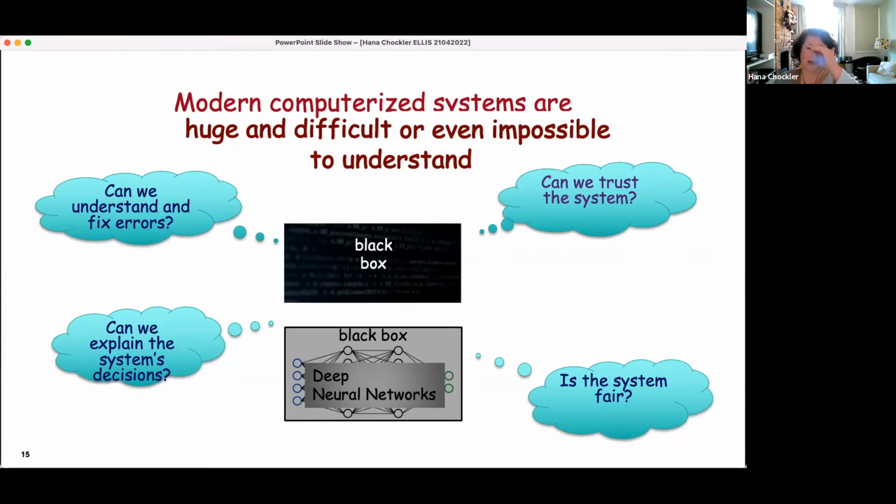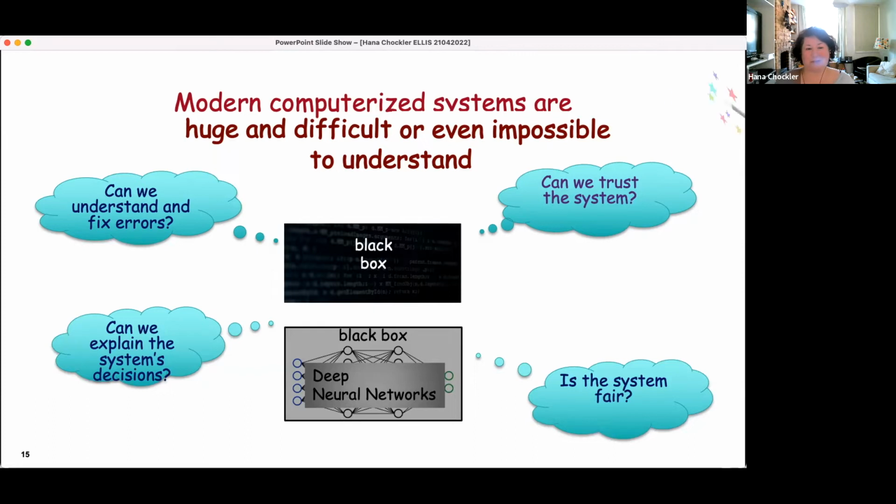The discussion about trust requires not only computer scientists, but a collaboration with psychologists, sociologists, ethicists, etc., because trust is something that we cannot measure or quantify accurately. So I'm not going to talk about that either. Next I'm going to talk about explanations. Can we explain the system's decision?